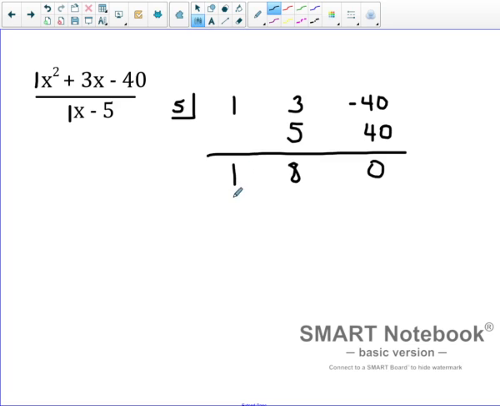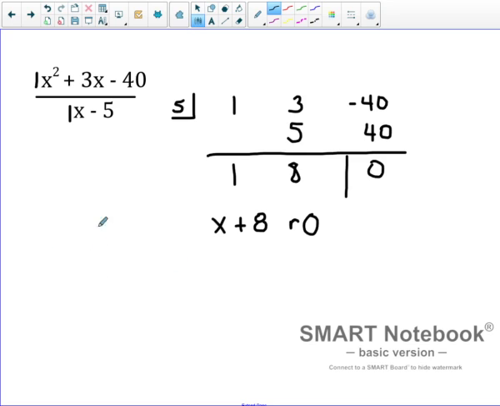And so the way that I look at this is these are the coefficients of my answer, right? And then this last number down here is the remainder. So the way that I would write this out, this is 1 and it represents the x term. So this is 1x, and then this is 8. That's the linear or the constant term. So it's x plus 8, and I have a remainder of 0. So my remainder here is 0.